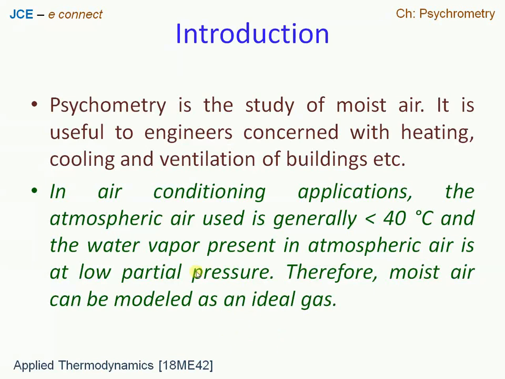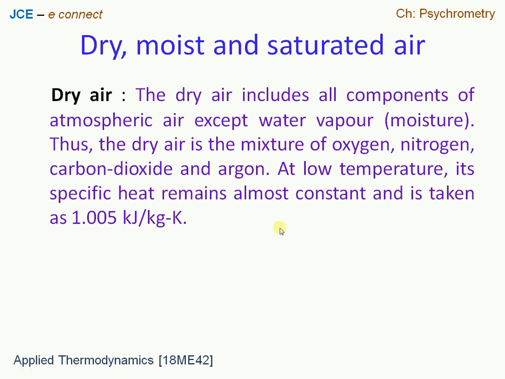Now let's move further and look at some of the basic definitions related to psychrometry. So let's first look at what is dry air, followed by moist air, and then the saturated air. So let's see what is dry air. We know that atmospheric air is composed of a mixture of many gases, like nitrogen, a huge part of it, and then we have oxygen, followed by argon, carbon dioxide, and so on.